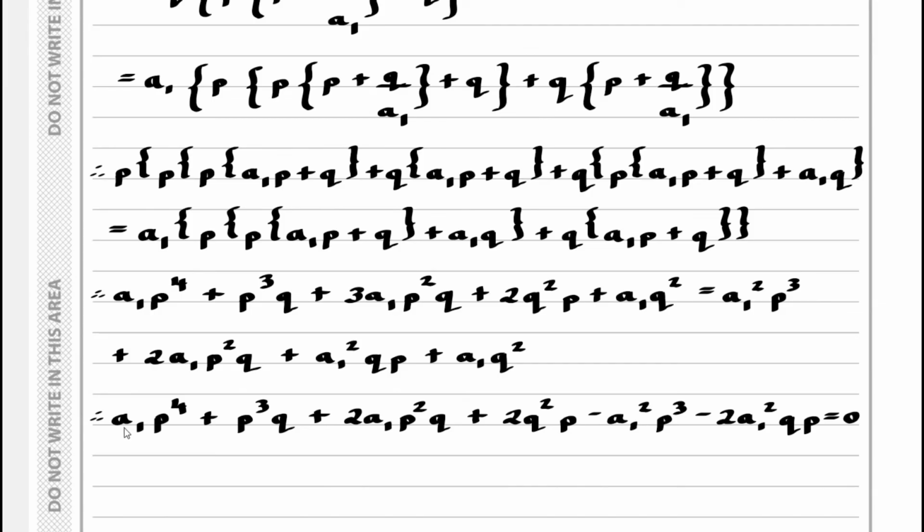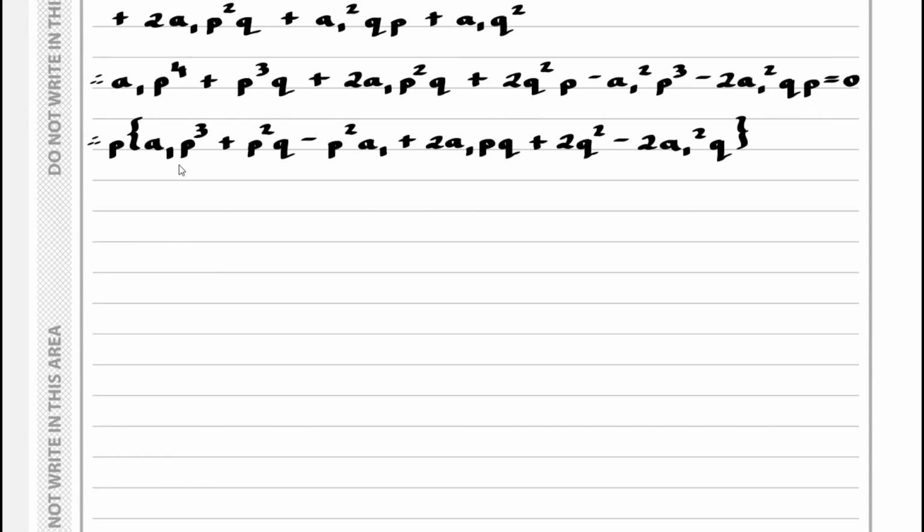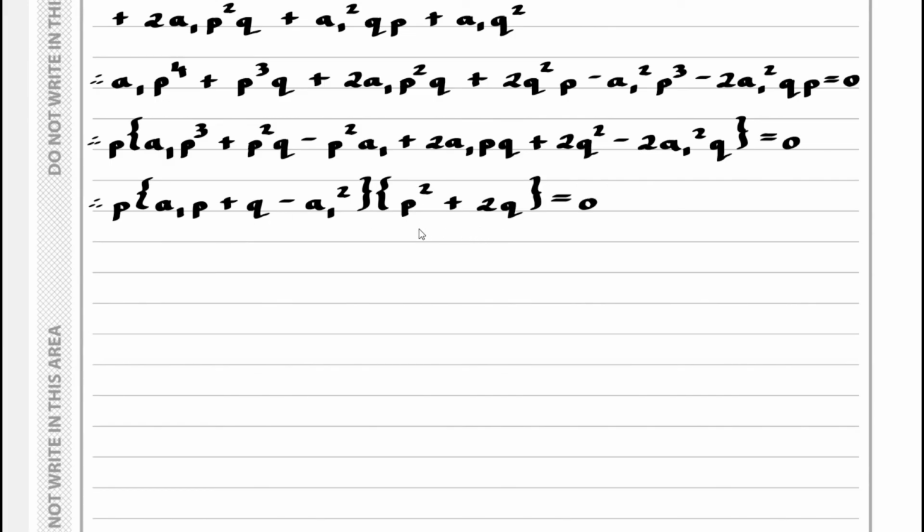And if I simplify, I end up with A1p to the 4 plus p cubed q plus 2A1p squared q plus 2q squared p, subtract A1 squared p cubed, subtract 2A1 squared qp equals 0. So I've got p lots of A1 times p cubed plus p squared q, subtract p squared A1 plus 2A1pq plus 2q squared, subtract 2A1 squared, that's equal to 0. So if I factorise, I have p lots of A1p plus q subtract A1 squared, lots of p squared plus 2q, and this is equal to 0.